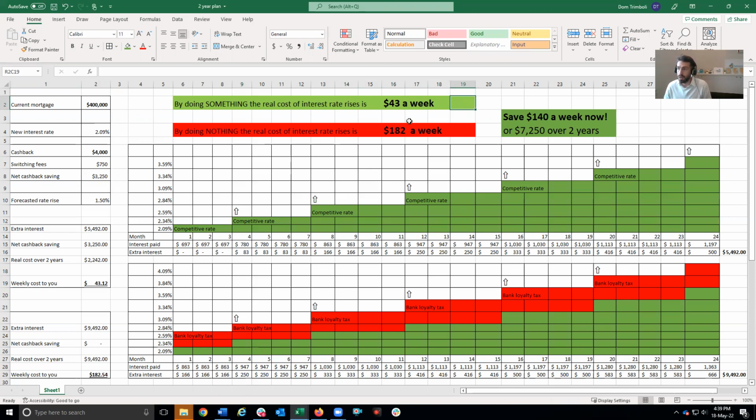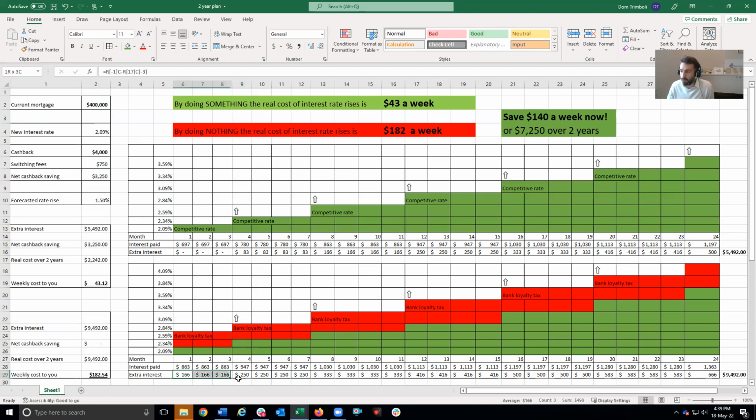It's manageable. Now, let's look at another scenario where you do nothing, which is pretty much stay in the same position you're in. Now, in this position, you're not going to get a cashback because you're not switching over. And you're paying something called a bank loyalty tax. And what that effectively means is you're just on a higher rate because you've done nothing. So if you're starting at 2.59, you're already behind.